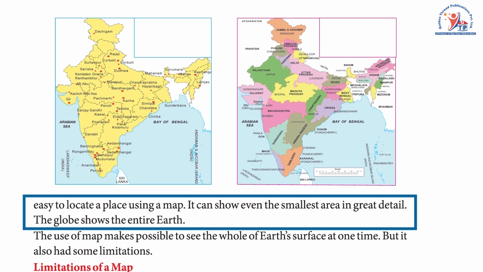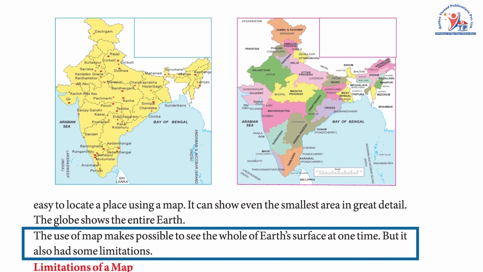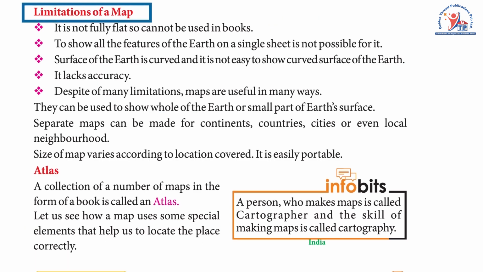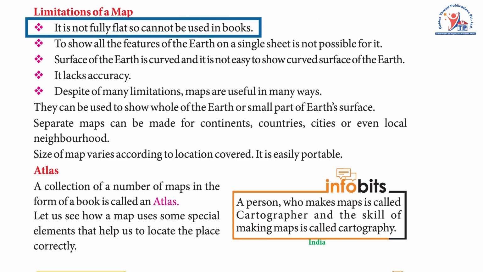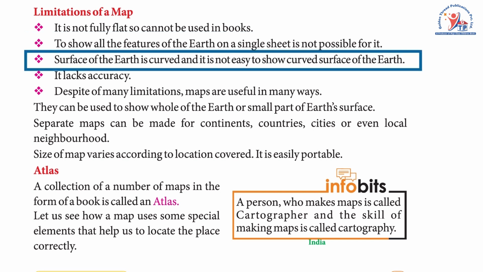The globe shows the entire Earth. The use of a map makes it possible to see the whole of the Earth's surface at one time. But it also has some limitations. Limitations of a map. It is not fully flat, so it cannot be used in books. To show all the features of the Earth on a single sheet is not possible. The surface of the Earth is curved, and it is not easy to show a curved surface.